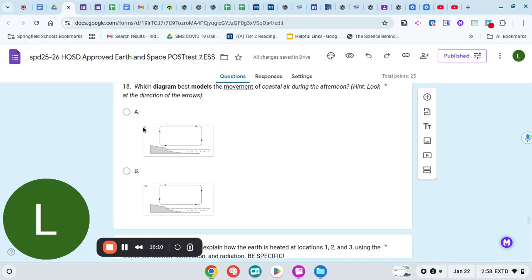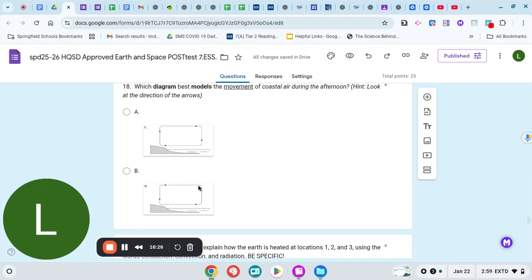And then ignore the letter C. Ignore that. You're just doing choice A right here, or choice B right here. Again, ignore the letter D. In choice B, the arrows are going this way.